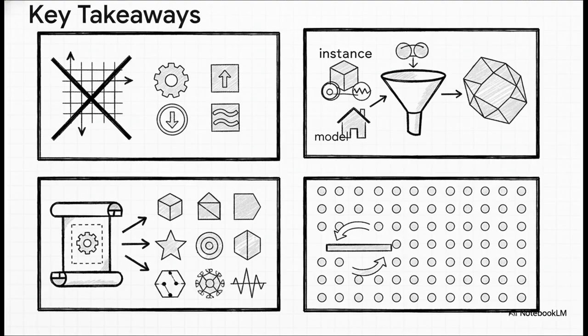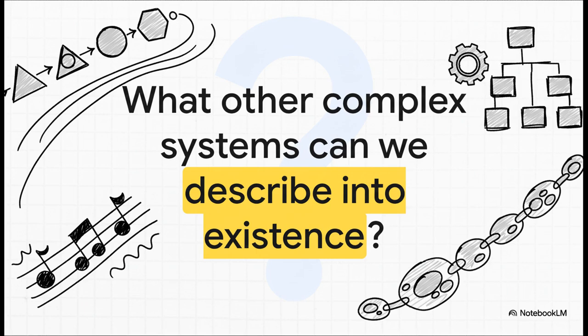This leaves us with a final thought. I mean, if we can describe the logic of a square into existence without ever drawing it, what else can we define this way? Music? Organizational structures? Maybe even biological systems? If code can describe geometry, what other complex systems can we literally describe into existence?